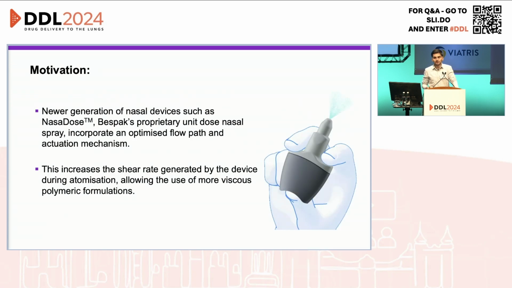So what is the motivation for what we're doing? We now know that newer generation of nasal drug delivery devices, such as Nasadose, Bestpac's proprietary nasal spray system, uses a much more improved flow path and actuation mechanism, which improves the shear rates that we are able to generate during actuation. And what this allows us to do is actually go back to the drawing board and be able to spray those viscous materials that previously we would have thought would be impossible.